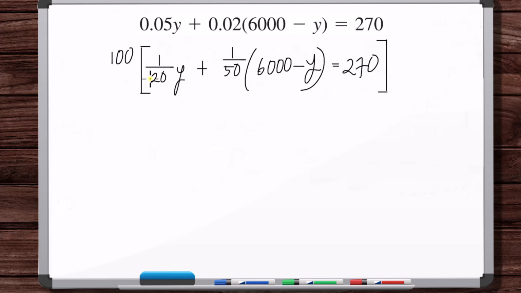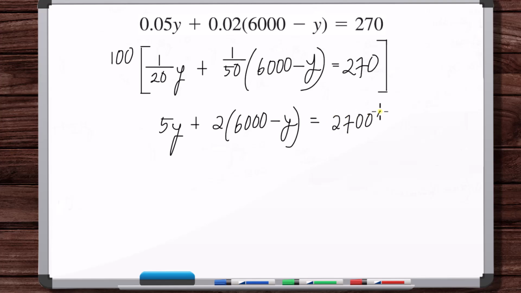Okay, so 100 divided by 20 is 5, so we've got 5y, and then this is going to be 2, 6,000, and then let's see, 2, 7, add 2 zeros. Okay, now let's simplify the right side.